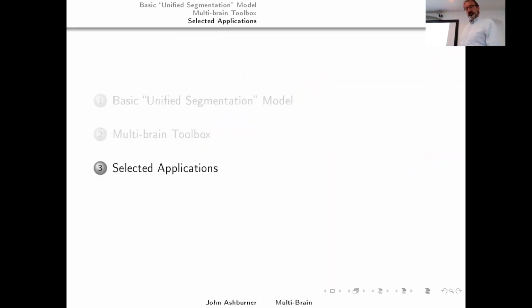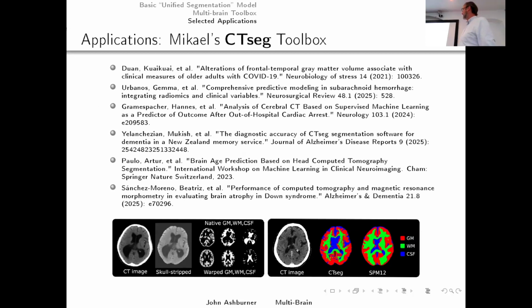So I won't dwell on that too much, but some of the applications. Based on this framework, Mikhail built his CT Seg toolbox, which has been used by a few people to do voxel-based morphometry from CT data, including, the last one is by Dr. Strange, now Professor Strange, this group.